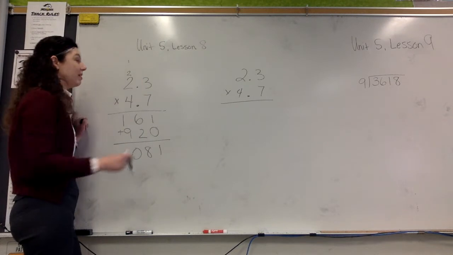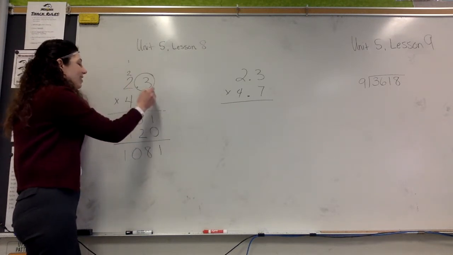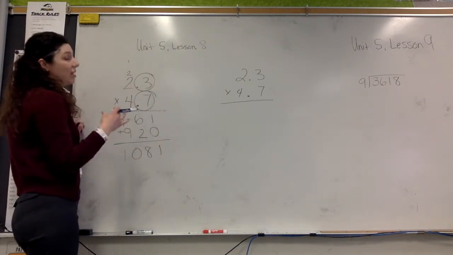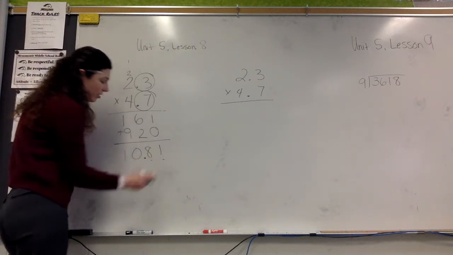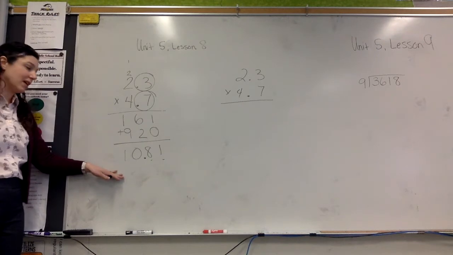Now I come back and I put my decimal in. I am doing tenths times tenths. So a tenth times a tenth is a hundredth. My answer should have two numbers after the decimal point. So my number is 10.81.